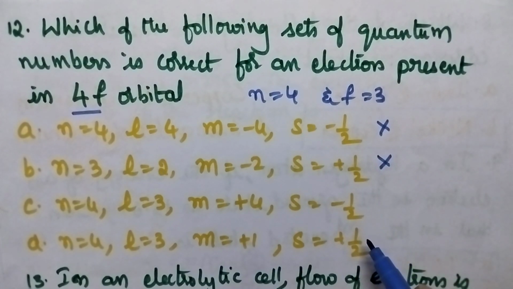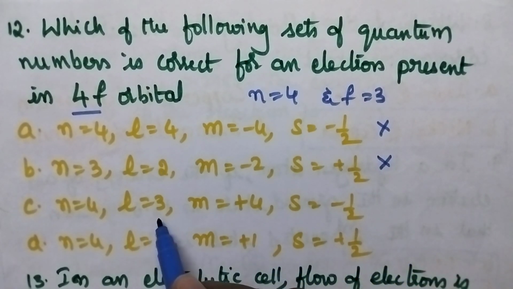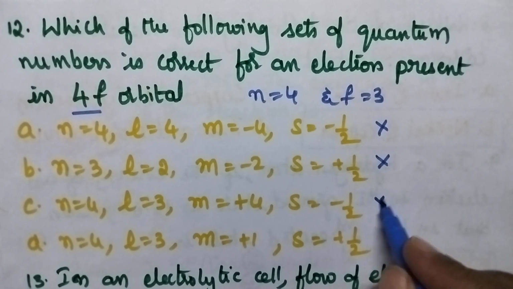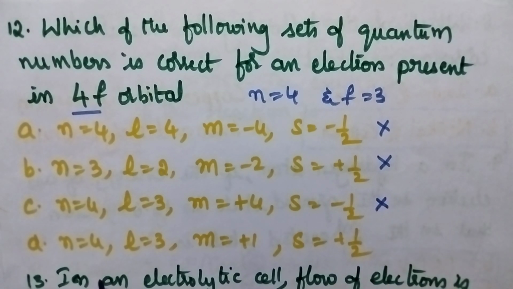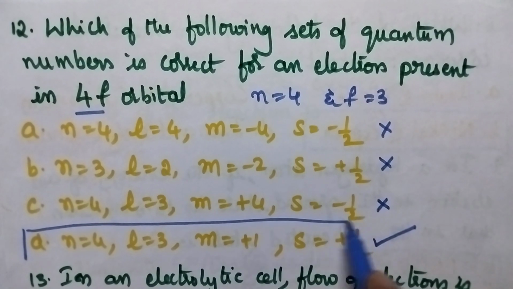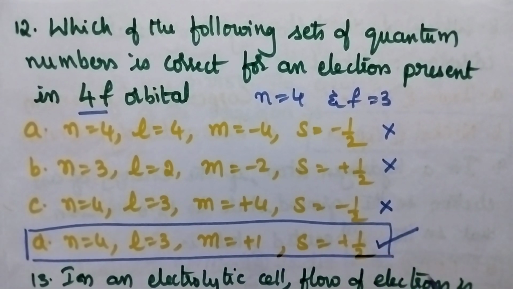Coming to C and D, here l equal to 3, that means it is an f orbital. But coming to the m value in C, it is given as plus 4, which is again a wrong set. Coming to option D, n equal to 4, l equal to 3, m equal to plus 1 and s equal to plus half. It is the right answer. So option D is the right answer.